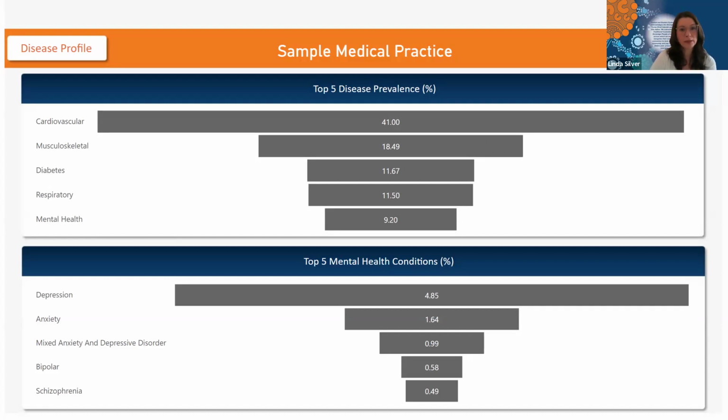Looking at the top 5 mental health conditions, that could be a consideration if you have a psychologist on site. You could actually check whether the diseases or mental health conditions that show up at your practice are a good alignment with the specialties, things that they actually treat, or if you have to refer out a lot.